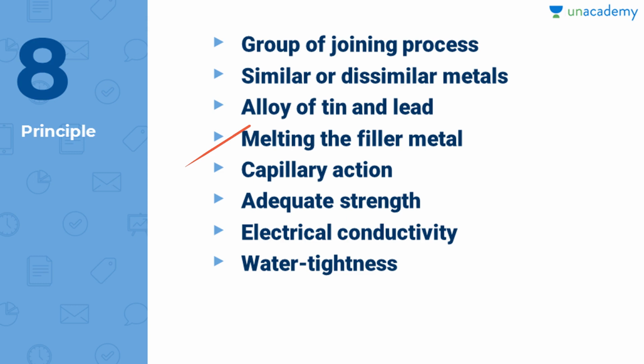Soldering involves melting the filler metal and allowing it to flow into the gap between the two workpieces. The solder cools down and solidifies, forming a joint. The principle by which the filler metal is drawn throughout the joint is capillary action. The resulting joint, though not as strong as the base material, that is the workpiece material, still has adequate strength, electric conductivity and water tightness that makes it suitable for many uses.